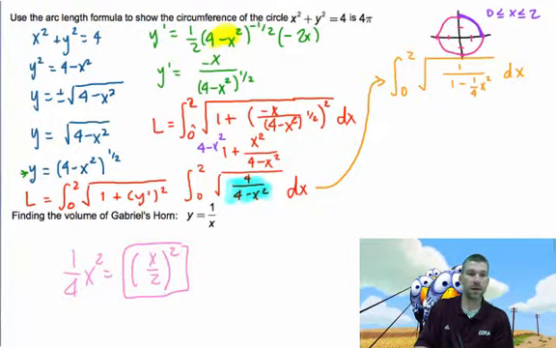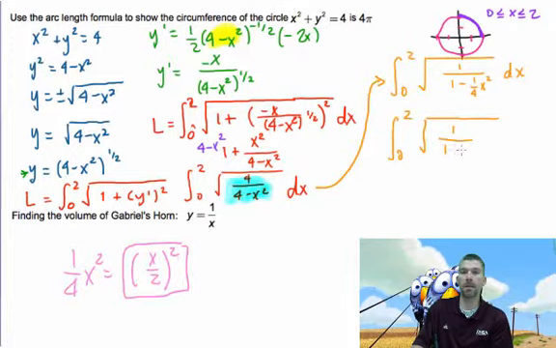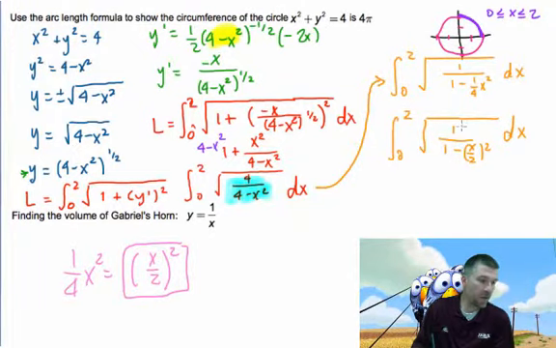Okay, so watch my next step. I'm going to have the integral from 0 to 2 of 1 over the square root of 1 minus x over 2 squared dx. This is what the arc sine looks like. So what I do is I integrate that out and then multiply by the derivative on the inside.